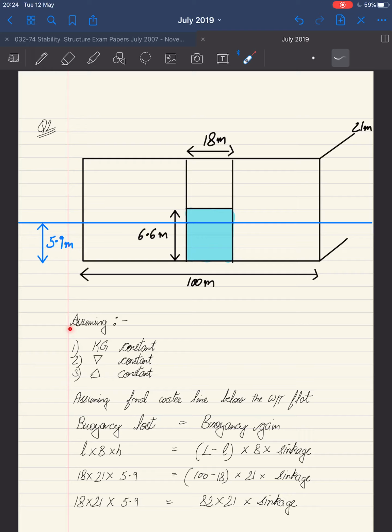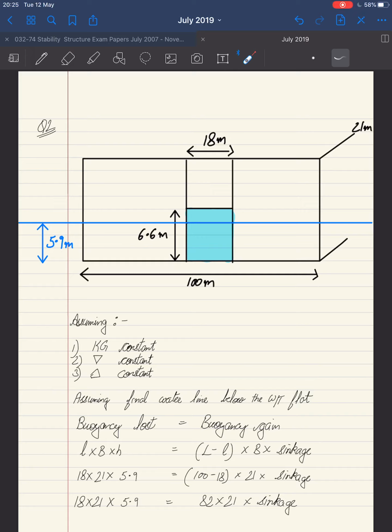When we solve the bilging question by lost buoyancy constant displacement method, we make the following assumptions. So we'll write: assuming KG constant, underwater volume constant, displacement constant. Now we have to make another assumption, in respect to where the final waterline lies. The final waterline may lie below the watertight flat, or it may lie above the watertight flat, which we don't know.